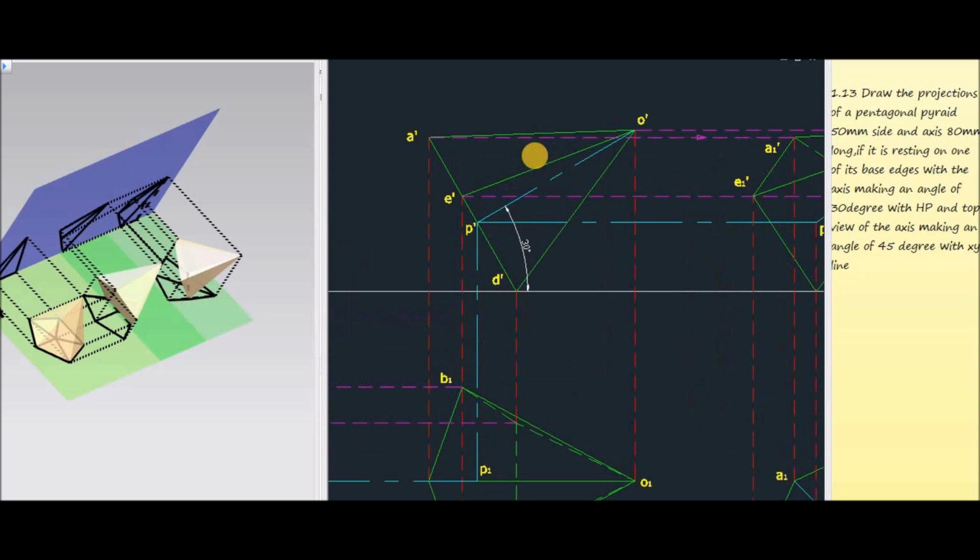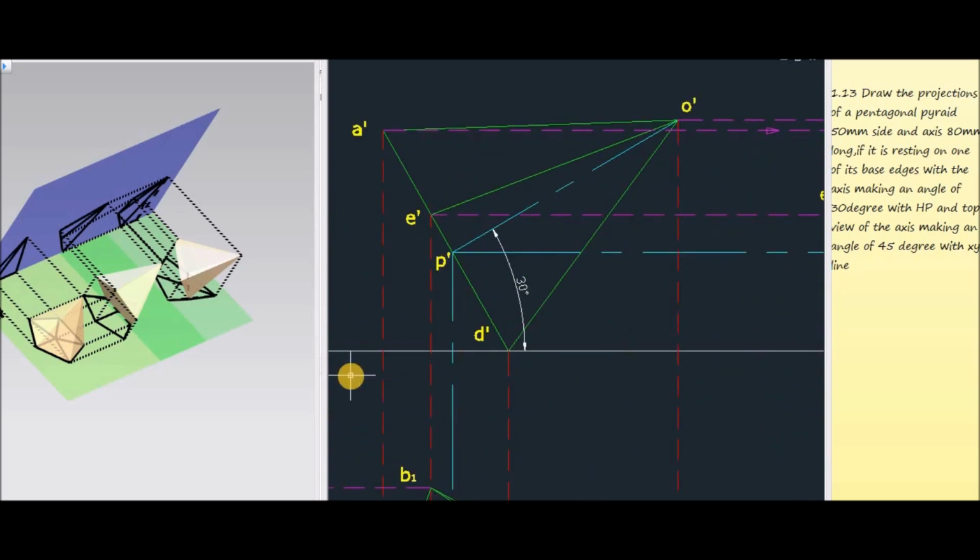Then it is given that the axis makes an angle 30 degree with the horizontal plane. Now this is the angle 30 degree. This P dash O dash axis makes 30 degree. Then measure the distance P dash E dash, P dash A dash and P dash D dash from the first front view, and also mark the point O dash. Then join all these coordinates. Now this one represents the front view corresponding to 30 degree inclination of the axis.